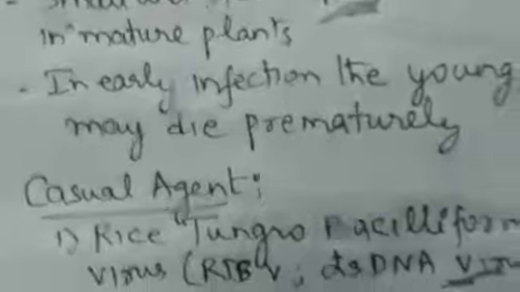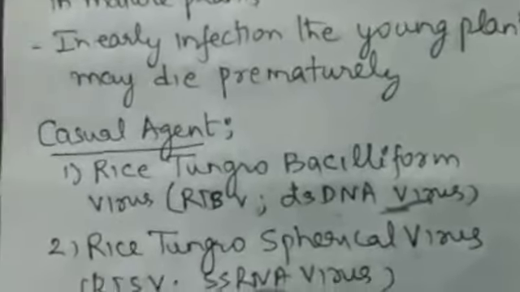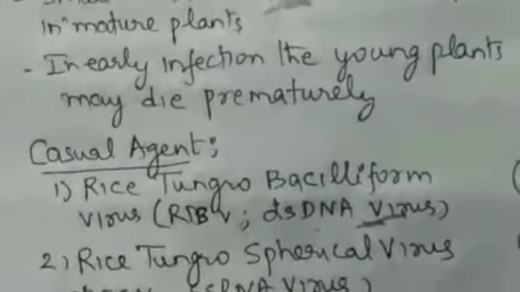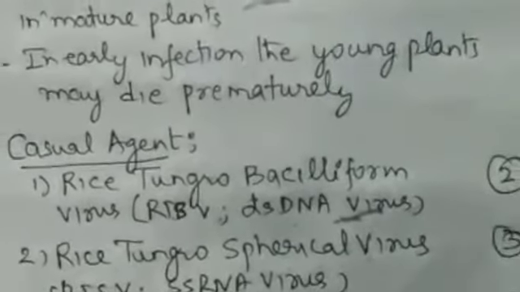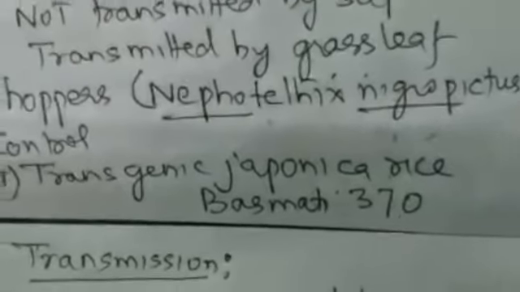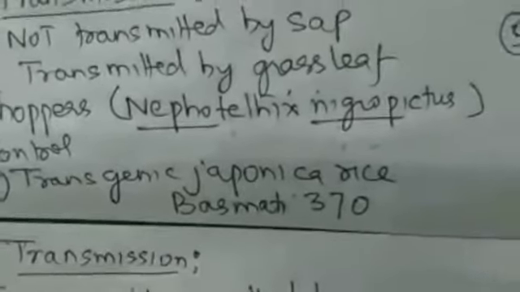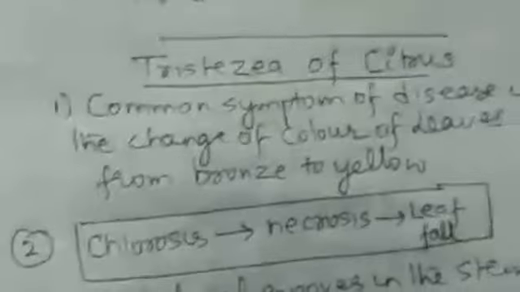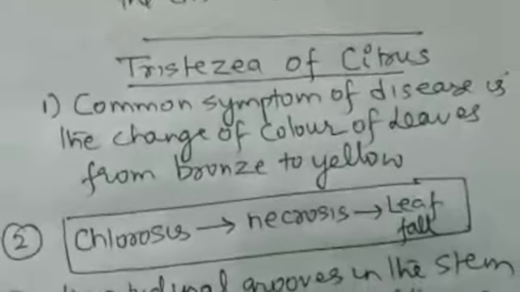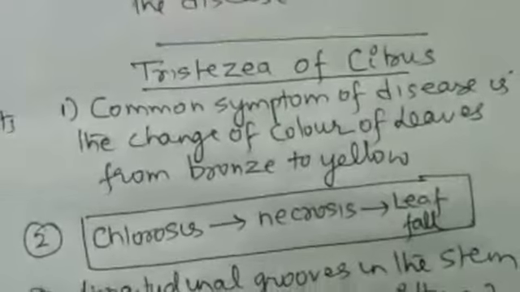So we will say tungro shows mottling, then stunted growth, small and sterile panicles, and in early infection the whole plant dries prematurely, and the causal organisms are RTBV and RTSV. RTBV is double-stranded and RTSV is single-stranded. Not transmitted by sap, transmitted by the green leafhopper, and the control is use of transgenic japonica rice and Basmati 370. Besides this, the plants which are infected with mites show resistance to the disease, and early sowing is the best control for this disease.